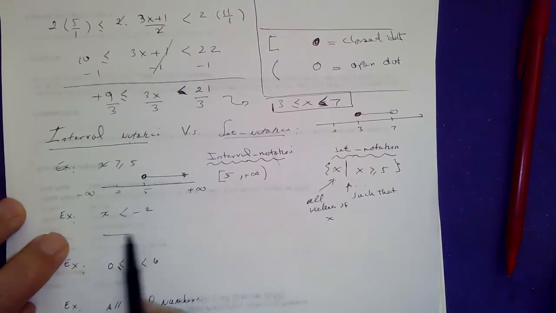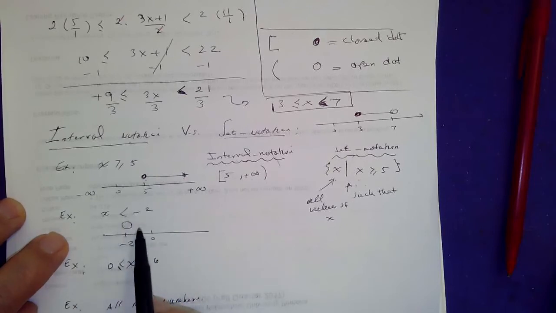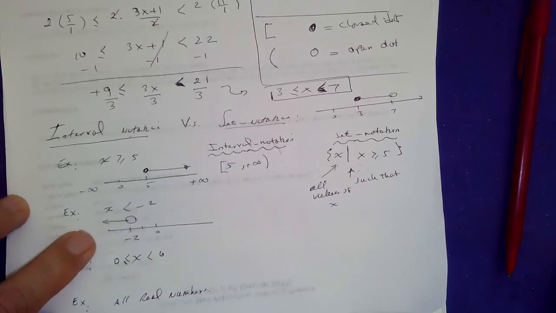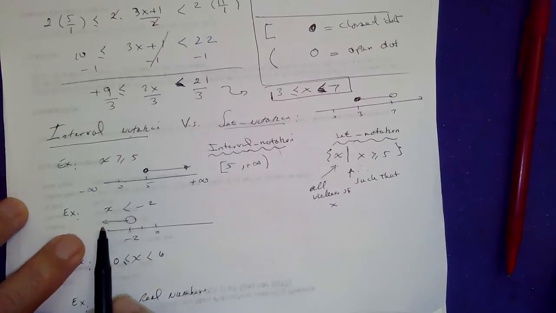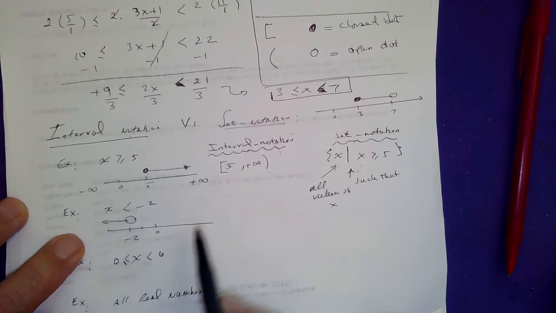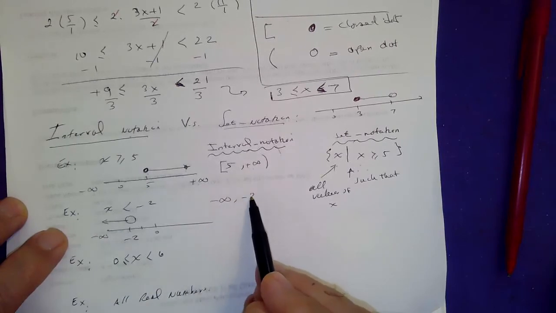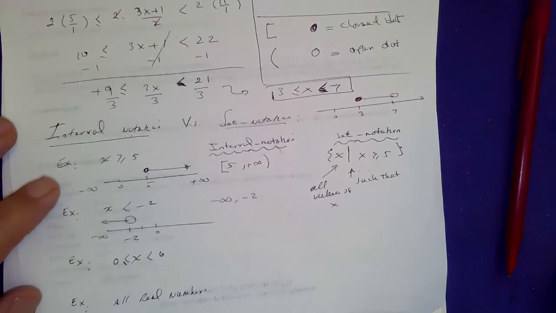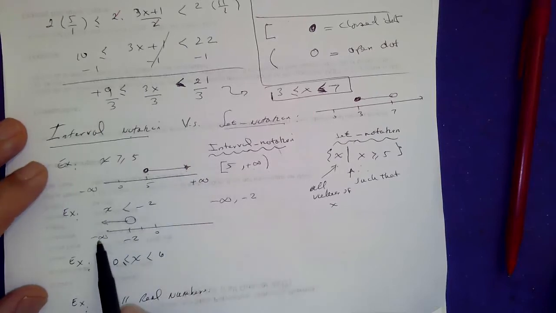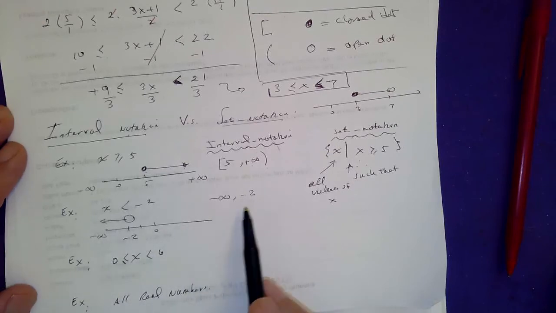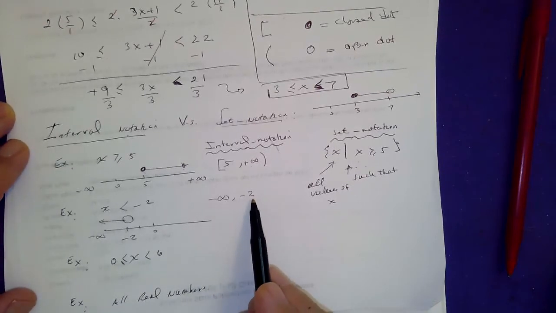X is less than -2, so here is -2, less than, so it's an open dot, no equal sign. Less means you're going to the left. Remember, you read these arrows from left to right. So the left is negative infinity, the right stops at -2. Left is a never-ending small number, which is negative infinity. Right is -2. So you go negative infinity, comma, -2.